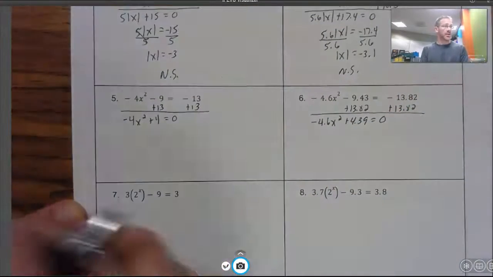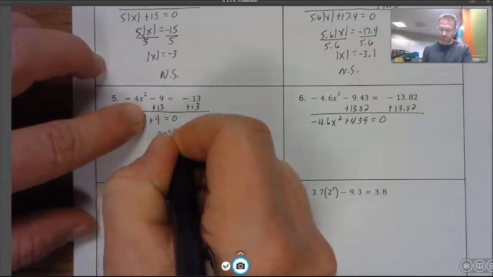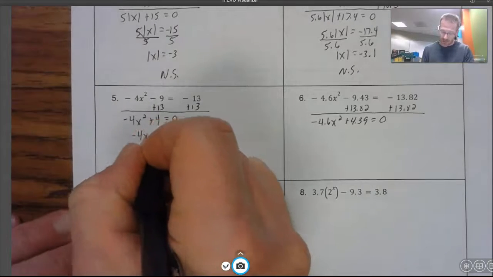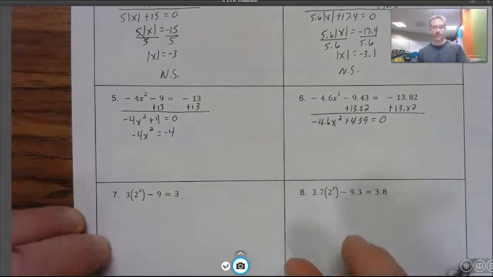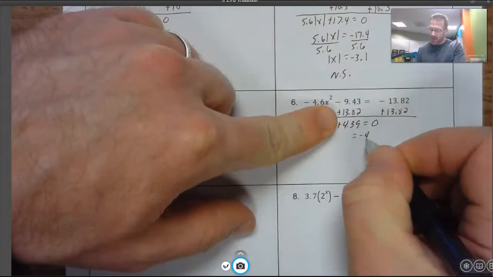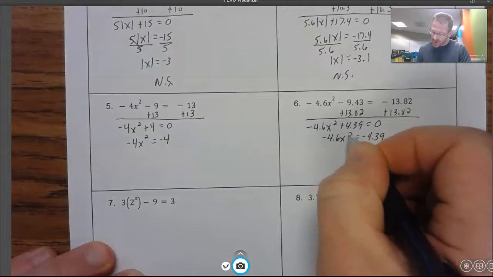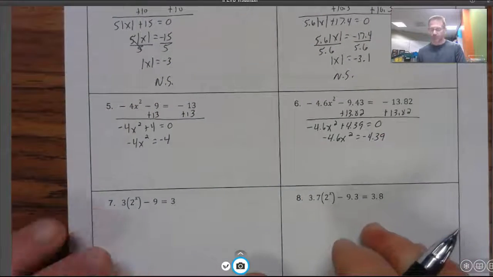Okay, now we're to the 0 property. What plus 4 is 0? Negative 4. So negative 4x squared equals negative 4. What plus 4.39 equals 0? Negative 4.39. So negative 4.6x squared equals that.